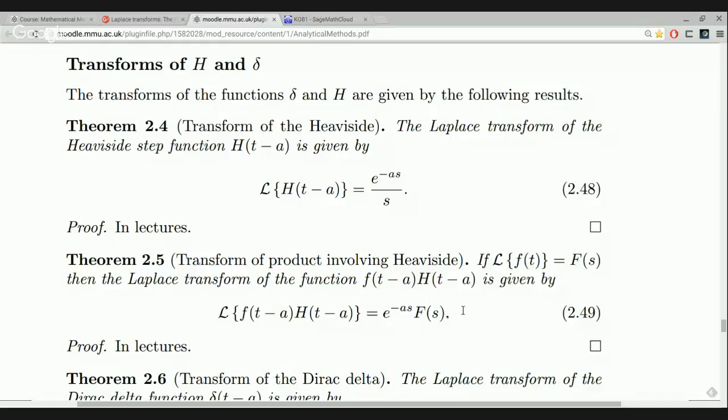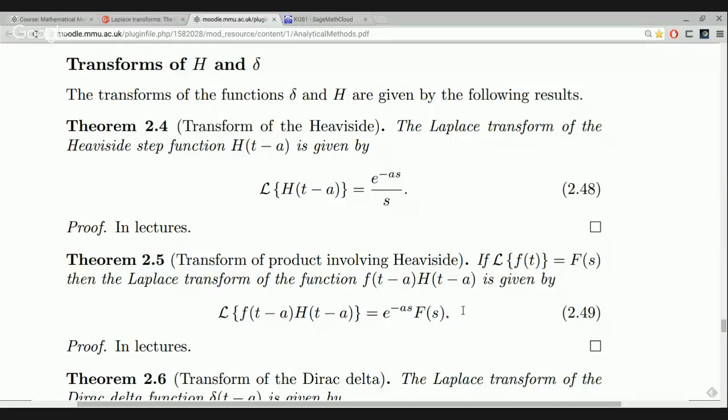See, I need to practice my presentation a bit because I ended up with a gap. I shouldn't have had that gap. Although the gap allows me to write that in, so maybe it's perfect. I don't know. So that's a proof of how the Heaviside function behaves in terms of the Laplace transform, both on its own, theorem 2.4, and when it occurs multiplied by another function.